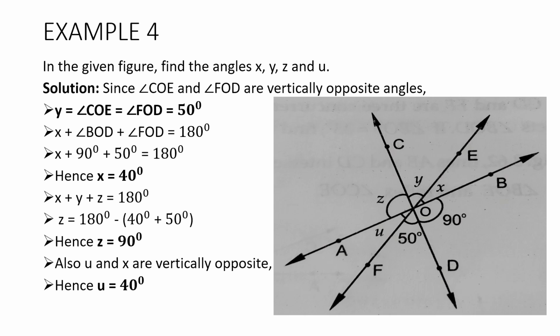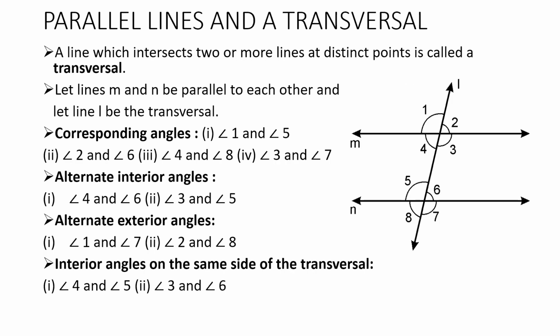Also U and X are vertically opposite angles. So angle U will have the same measure as angle X, which is 40 degree. These types of examples you can prove using any other logic also, but the answer will always be the same. So we have obtained X is 40 degree, Y is 50 degree, Z is 90 degree and U is 40 degree.